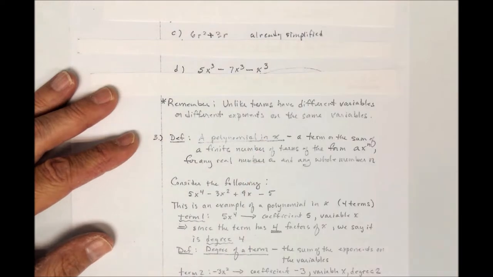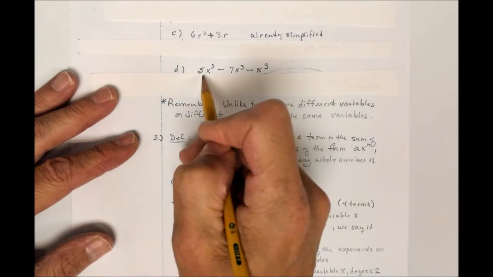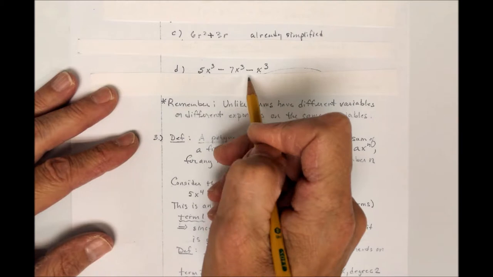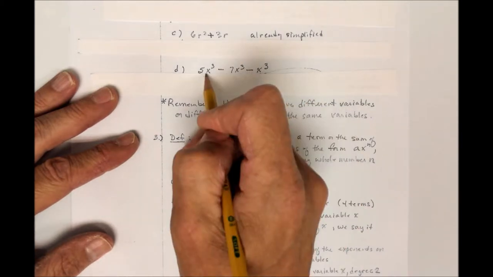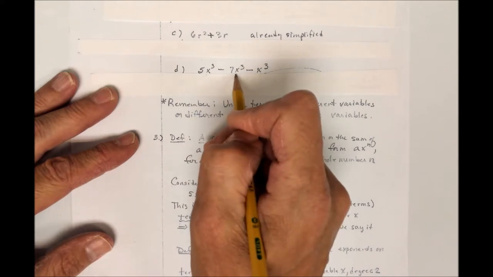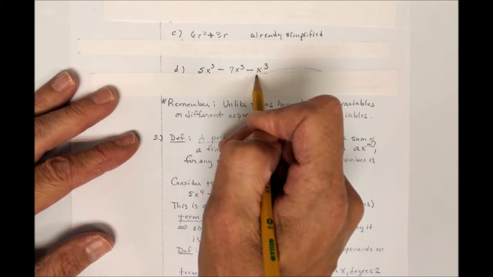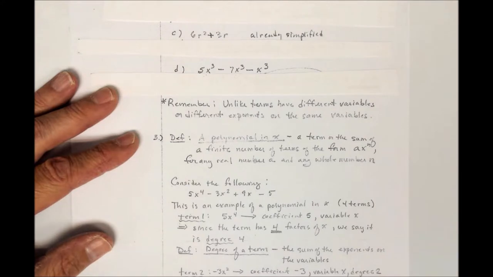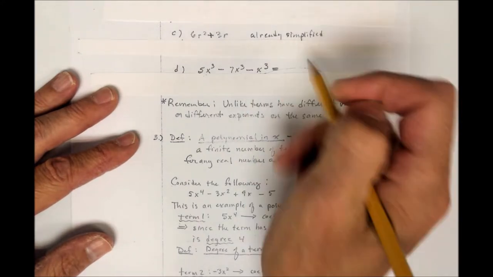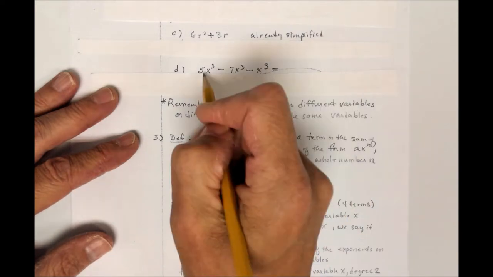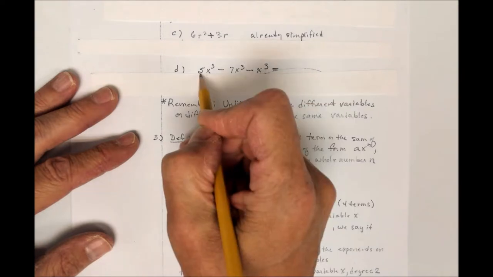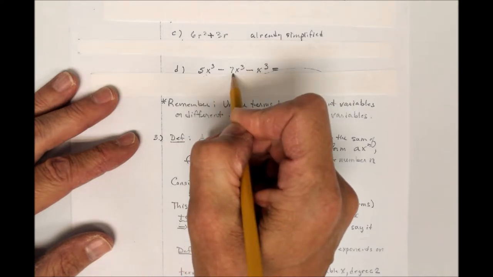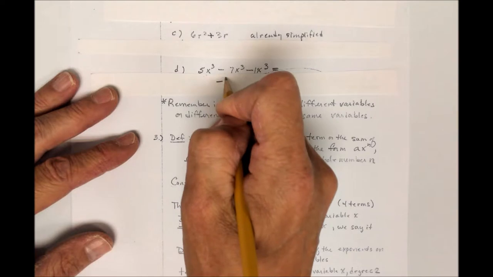Okay, now in this next one, I have 1, 2, 3 terms, and they all appear to be like terms this time because they all are x to the thirds. This is 5x to the third, this is a minus 7x to the third, this is like a minus 1x to the third. Now, you got to be careful with your signs here because I've got more negatives than I have positive here. So what I'm going to do is combine these like terms by combining the coefficients. I'm going to take 5 minus 7 is negative 2, minus 1 is negative 3, and I have x to the third.